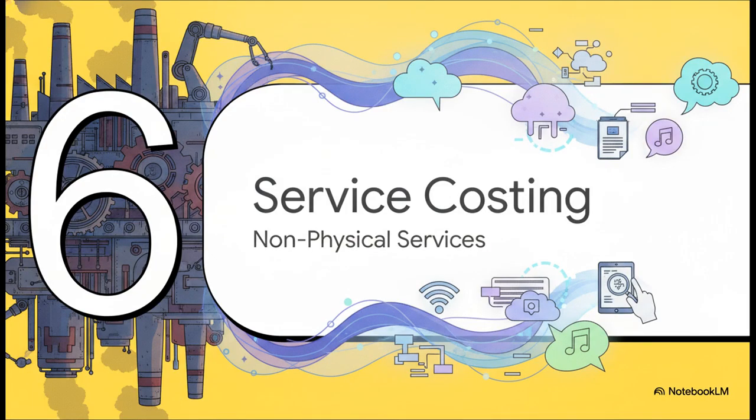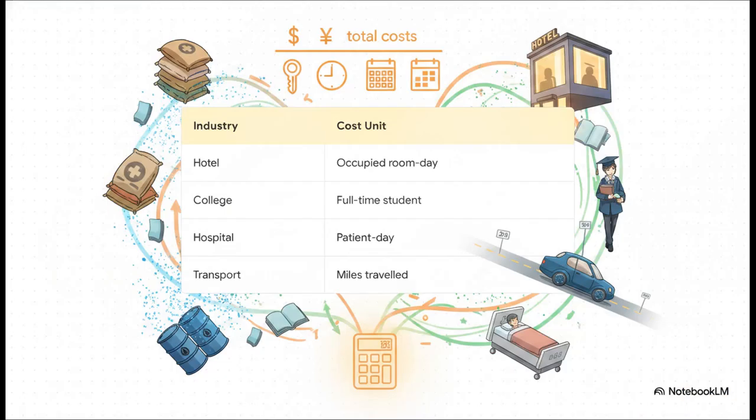Section 6. Costing non-physical services. For our final section today, we're going to pivot a bit. We're going to take all these heavy manufacturing formulas we've just learned and see how they seamlessly apply to the invisible world of the service industry. In service costing, the foundational math remains exactly the same. We're still dividing total cost by a huge denominator to find an average, but that massive denominator shifts from physical items like bags of cement or liters of oil to abstract service units.